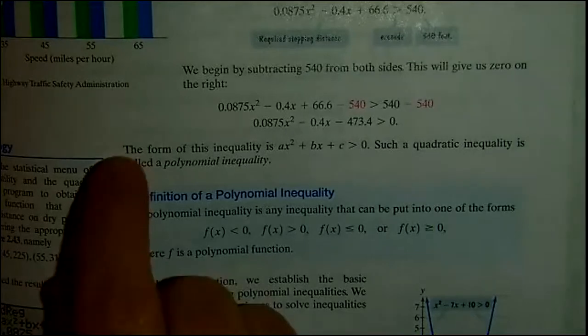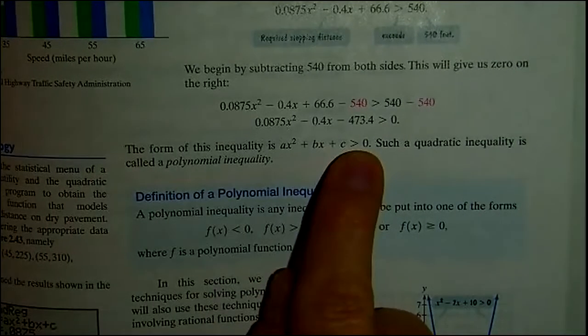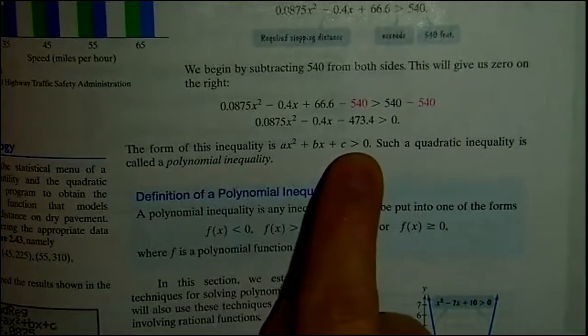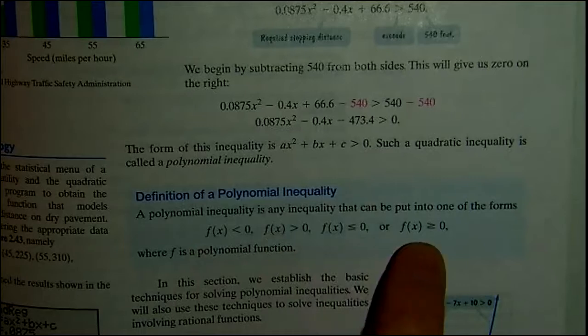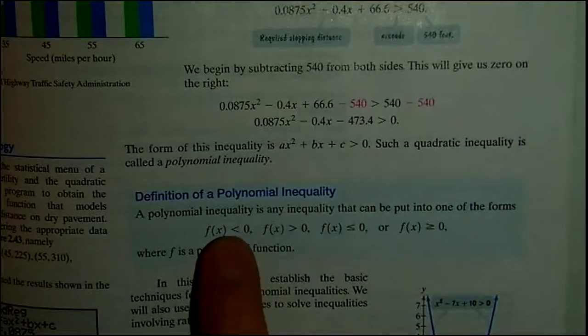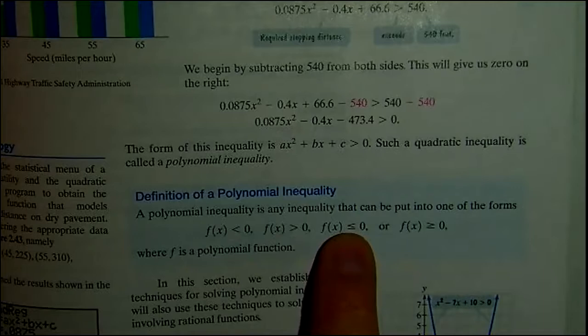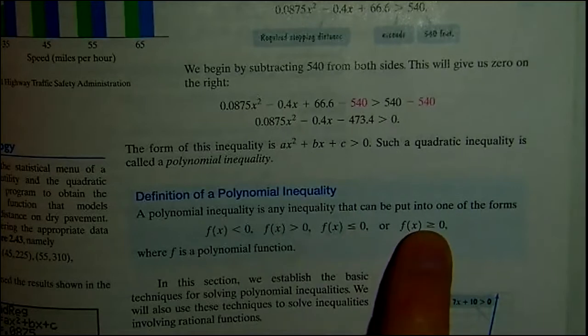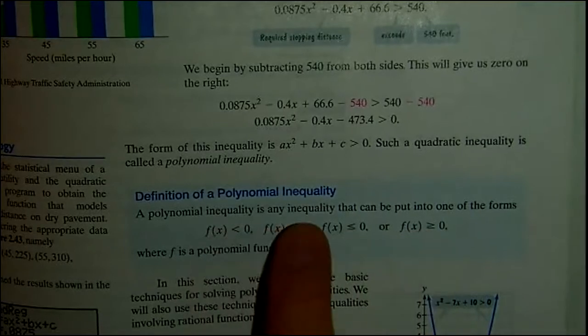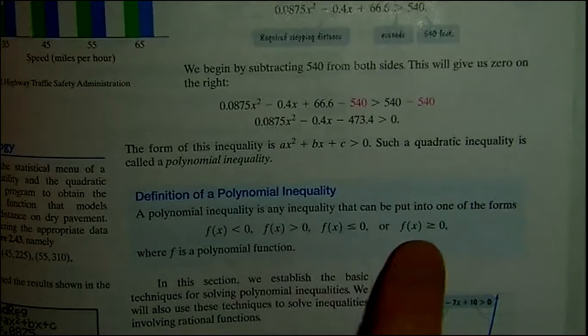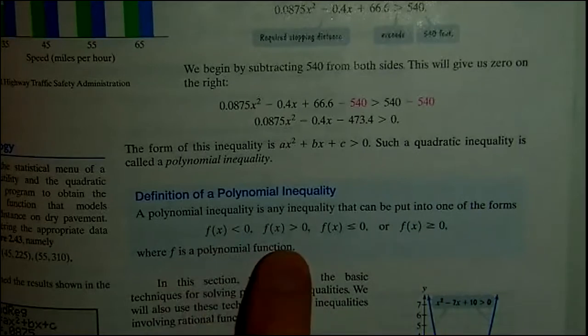So why is it called an inequality? Well, because it's not an equation. That's pretty much it. It's not an equal sign here, it's an inequality symbol. And there are 4 inequality symbols. Reading them from left to right, we have less than, greater than, less than or equal to, greater than or equal to. So a polynomial inequality is any inequality that fits one of these forms where the function f is a polynomial function.